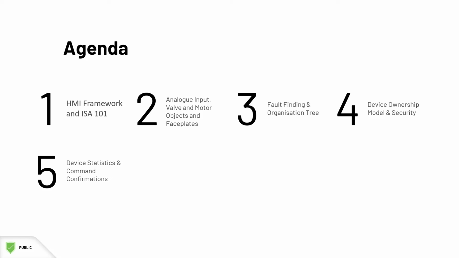Then we will look at an analog input, valve and motor, HMI object and faceplates. I'll show how easy it is to fault find and how the organisation tree aids in quickly finding where faults are in the system. I'll then explain the device ownership and security model used by the PlantPAx library. And finally, I'll show the device statistics and command confirmation options available.